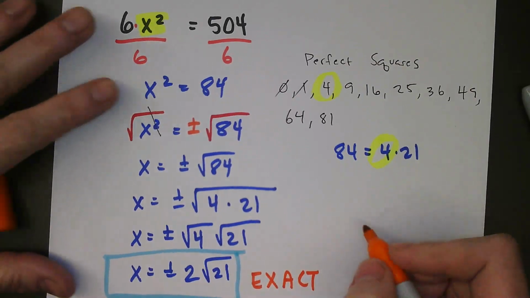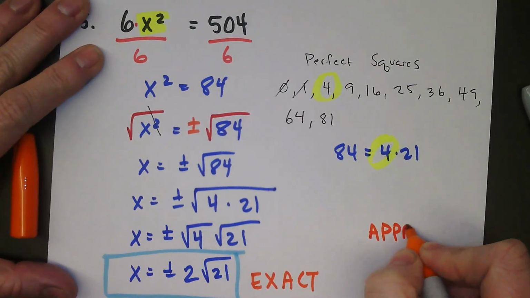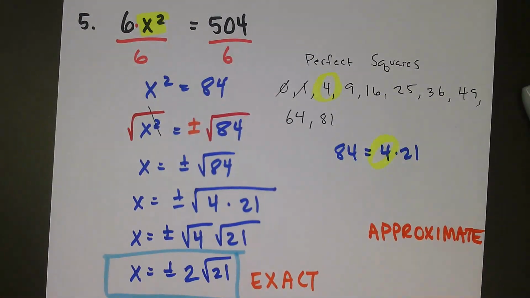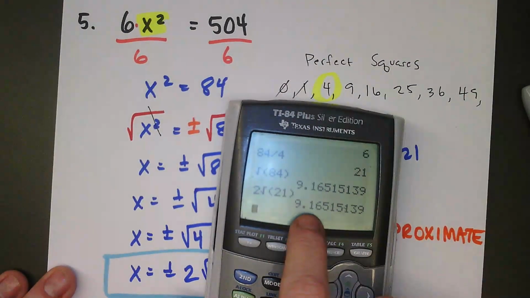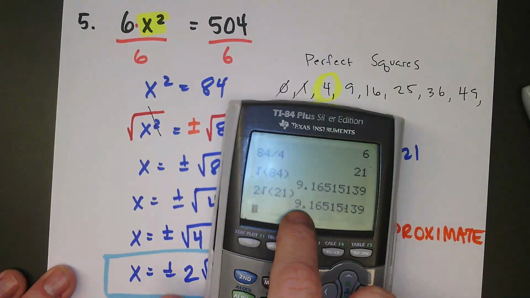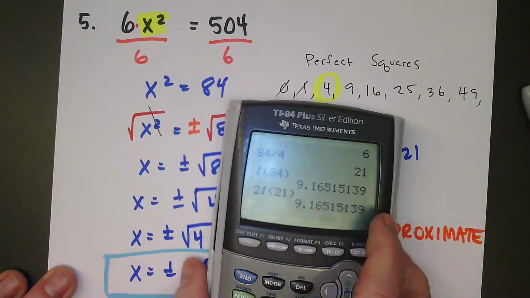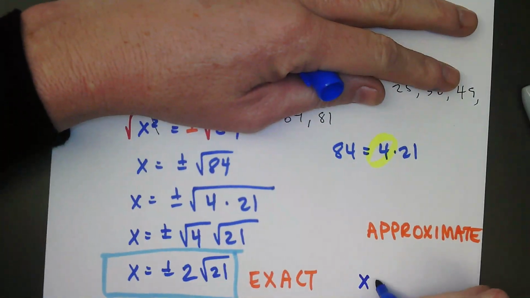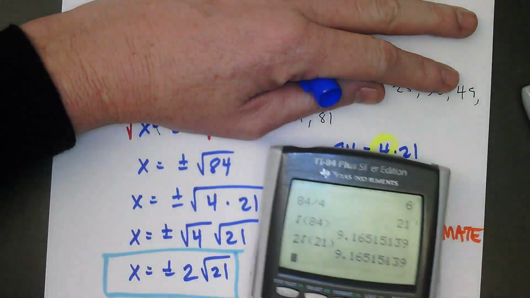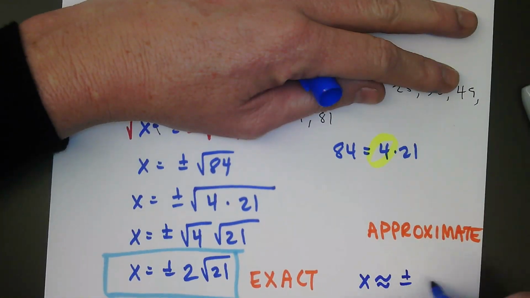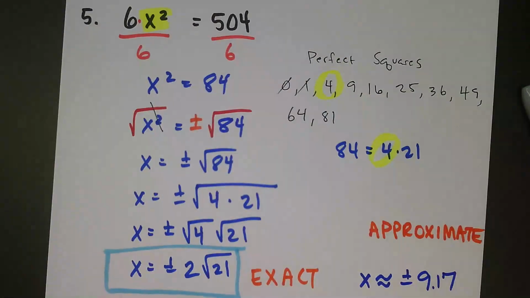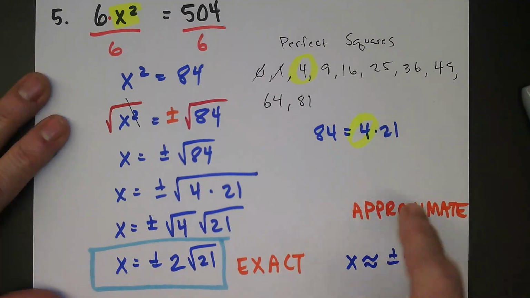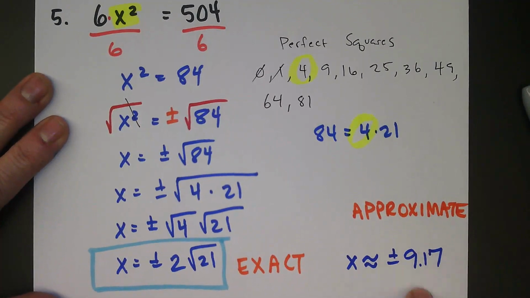Just for fun, I'll put it on here. If you did need the approximate, which sometimes it does ask for, this is when you type it into the calculator. So that's this decimal right here. We typically go to 2 decimal places, so I'd make that 9.17. So the approximate answer would be x is about 9.17, plus or minus 9.17. This is exact, with the radical symbol in simplest form. That's the approximate when you type it into the calculator and you get the decimal.